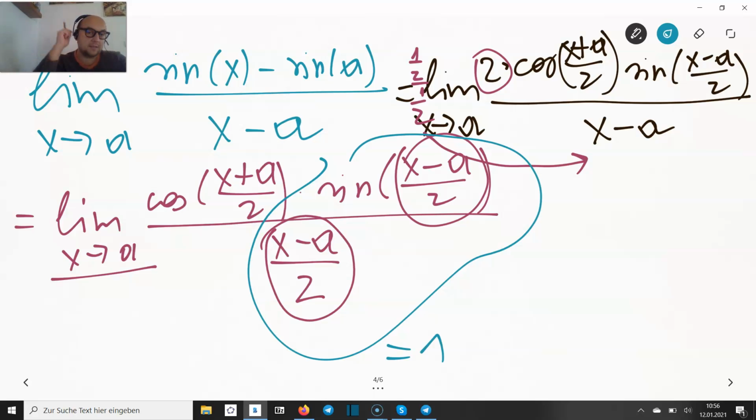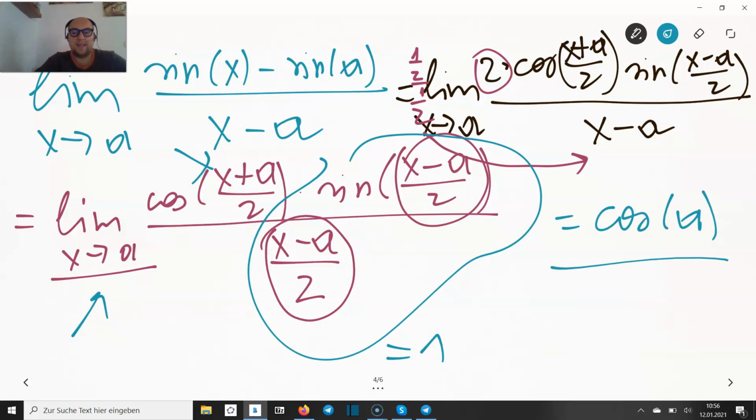So what we have is the limit of x approaching a for cosine of x plus a divided by 2. If x is approaching a, we have a plus a, 2a divided by 2, which is just cosine of a. Isn't that nice? I think it's absolutely marvelous.